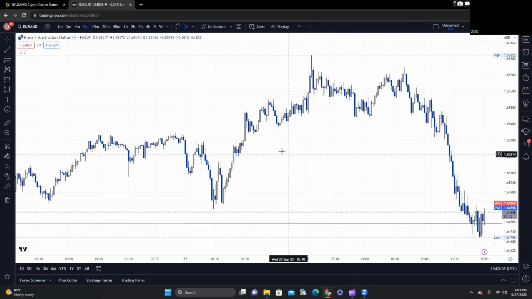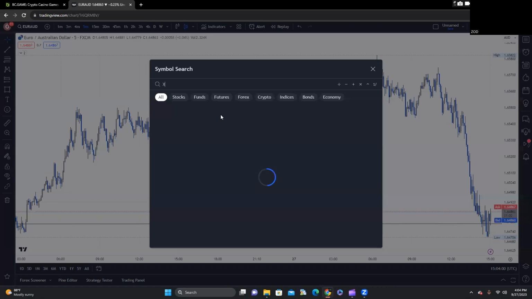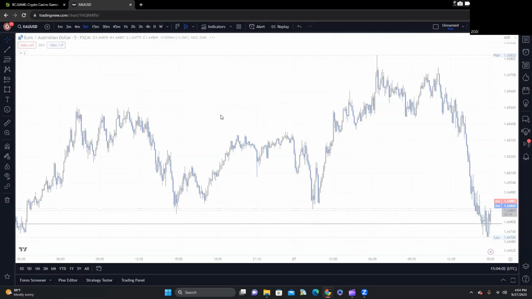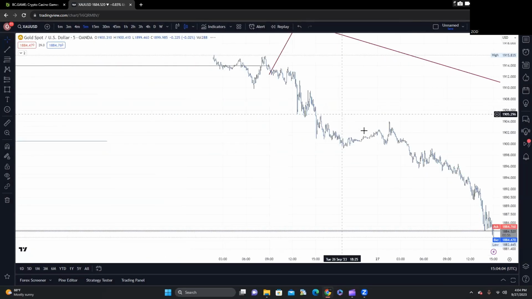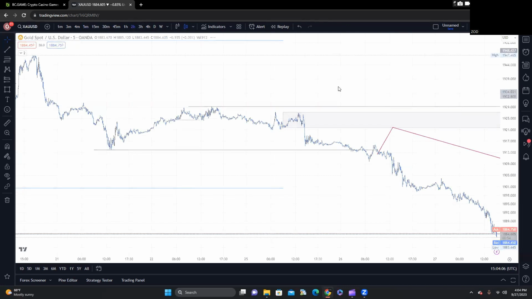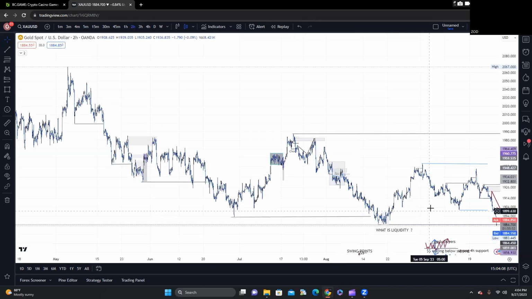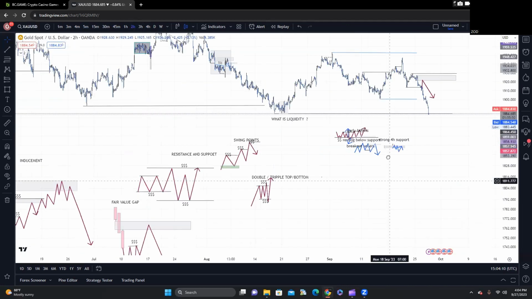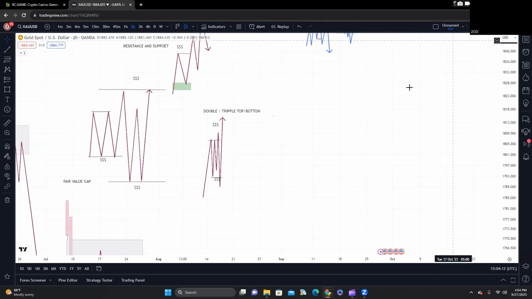So yeah, that's just an example of when price fails to close above. You have to be able to wait out what you're looking for in the market, then you trade it accordingly.